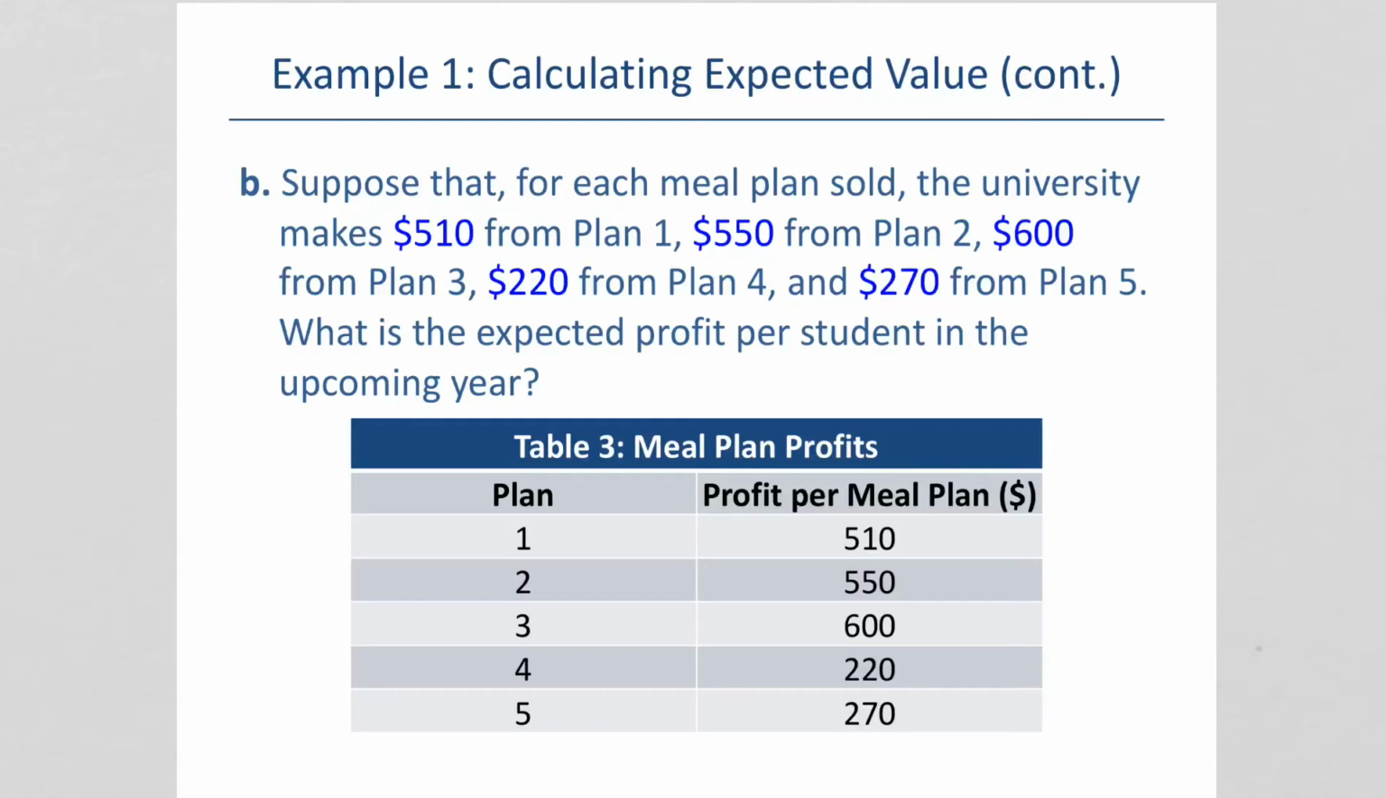Suppose for each meal plan sold, the university makes $510 from Plan 1, $550 from Plan 2, and so forth as listed here. What is the expected profit per student in the upcoming year?